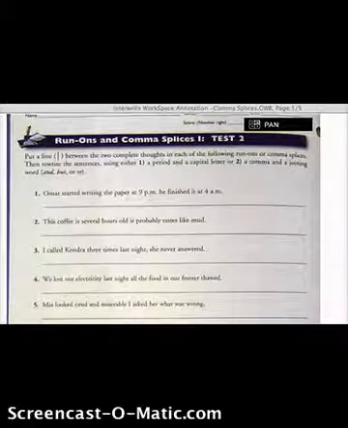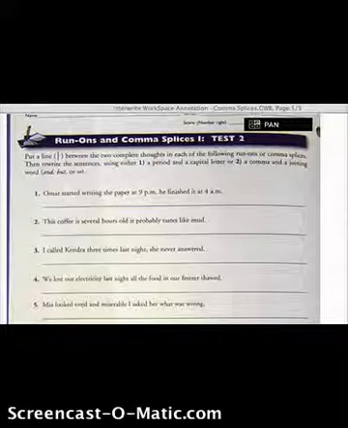At the top of page 42, you see similar directions as before. Run-ons and comma splices, test 2. Put a vertical line between the two complete thoughts in each of the following run-ons and comma splices. Then rewrite the sentences using 1, a period and a capital letter, or 2, a comma and a joining word. Use and, but, and so.